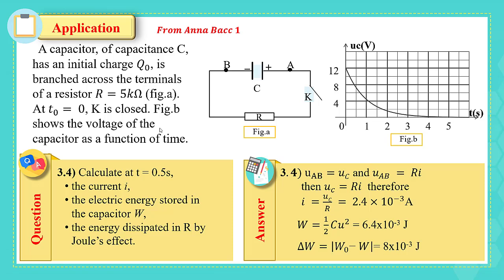So till now we've calculated the energy which is stored in the capacitor at time t equal to 0. But in order to find the energy dissipated in R by Joule's effect, or in other words, the energy which is given by the capacitor to the resistor, I have to subtract the remaining energy stored in the capacitor at time t from the total energy stored in the capacitor initially, and this will give the energy which is given to the resistor by the capacitor, and it will give 8 times 10 to the power minus 3 joules.